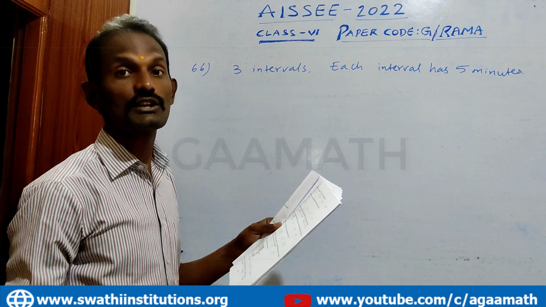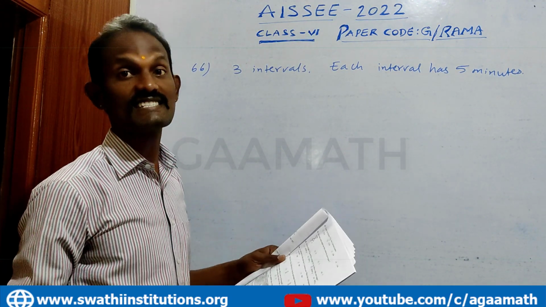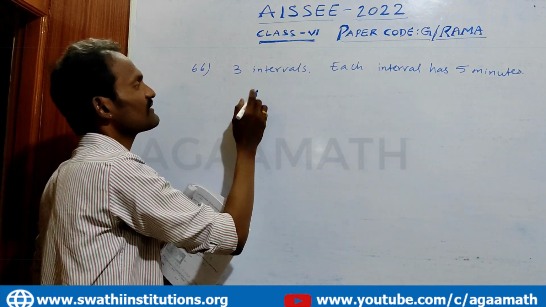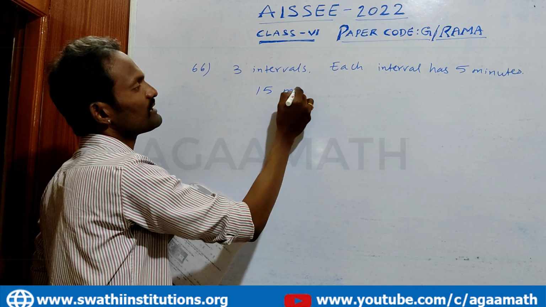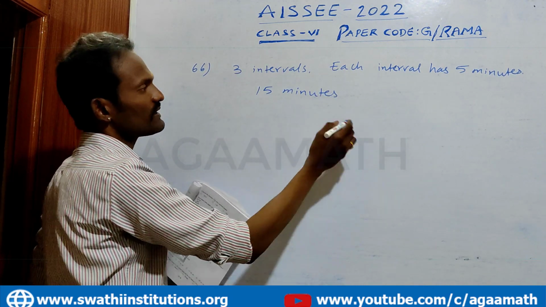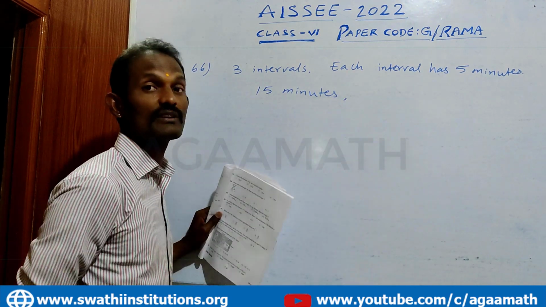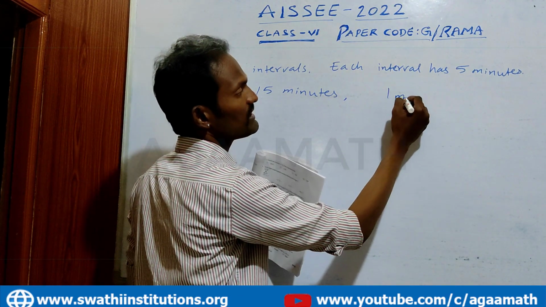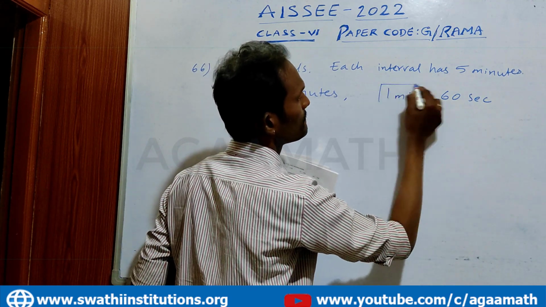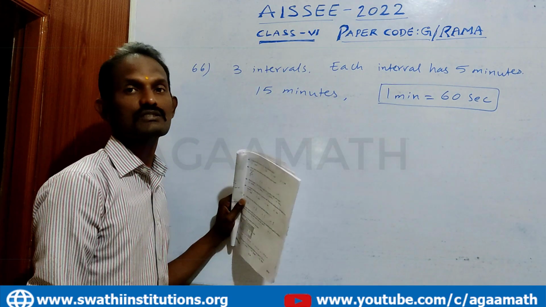So what is the total duration of the intervals in seconds? If each interval is 5 minutes, then 3 intervals means it is 15 minutes, right? Because 5 times 3. We know that 1 minute equals how many seconds? 1 minute equals 60 seconds.